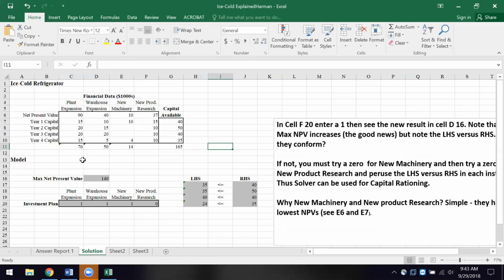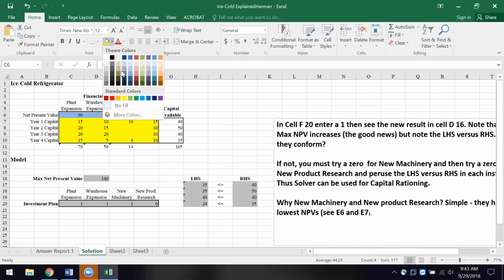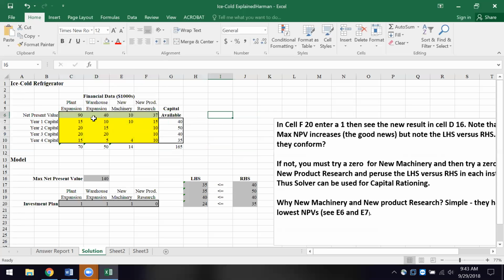All right. These are inputs in here. I'm going to color the inputs so you can see what we've got going on here. Here are the outputs, and I'm going to put them in green to stay with the green and gold theme. Okay, the inputs, these are the outputs. The net present value we get from each of these. These are the inputs in the yellow, and this is what I've got available each year.